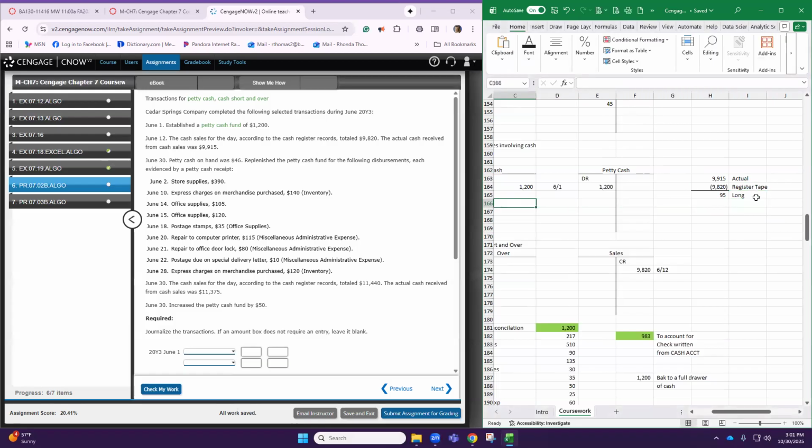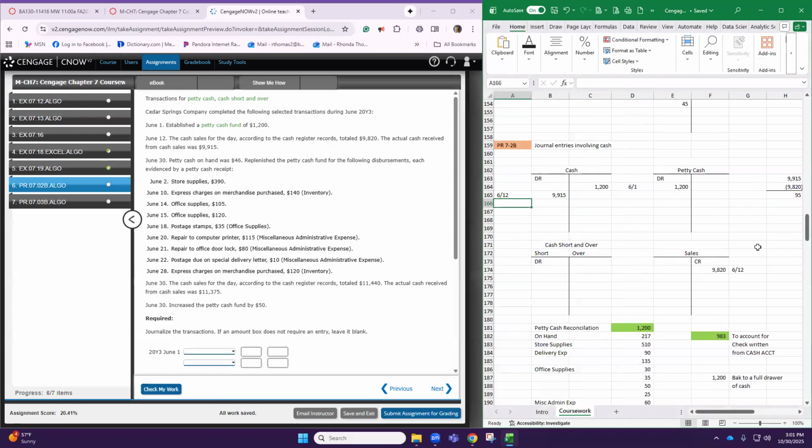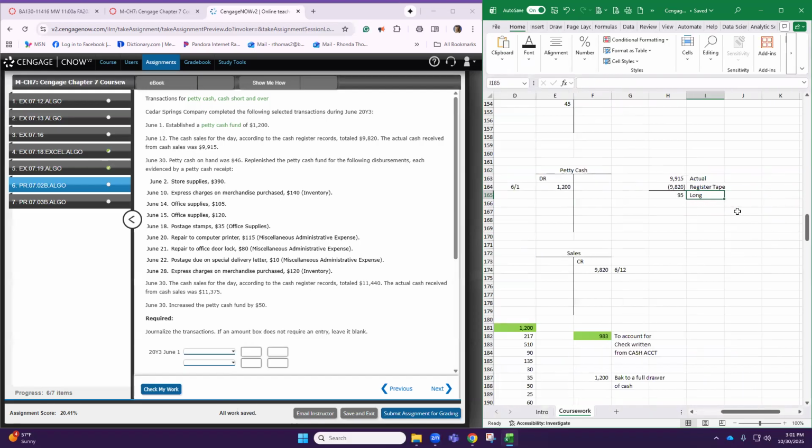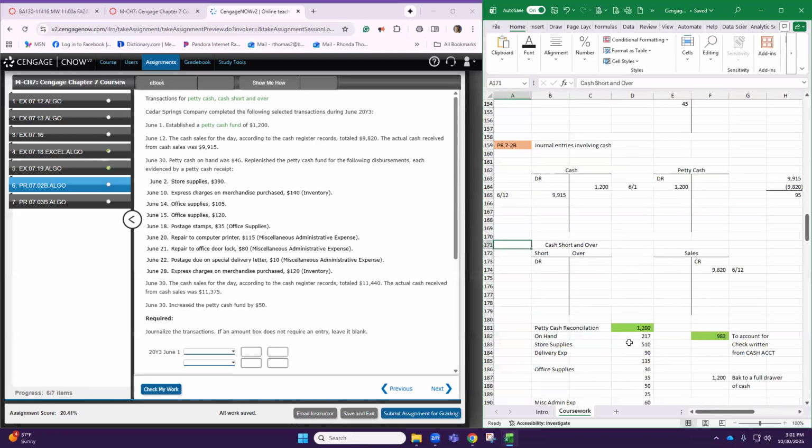Okay, so we're going to use that cash short and over. So if it's over, then that's what long means, right? Long means over. You had too much actual cash. Now that doesn't happen as much. How would that happen? If you didn't give out the right change to a customer. Okay, so then this is going to be 612, and the over part is on the right.